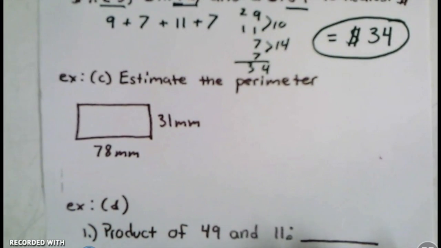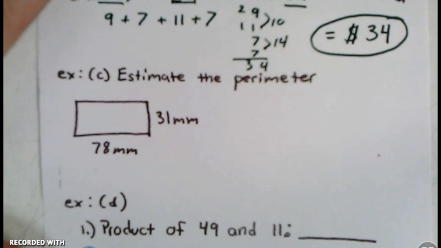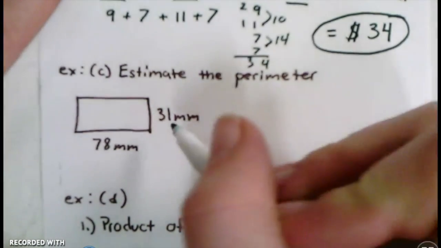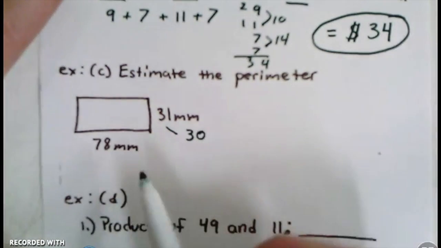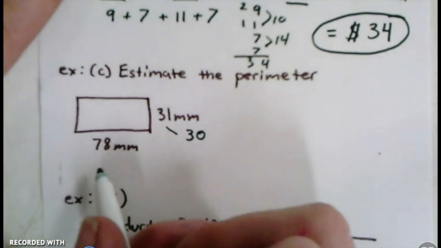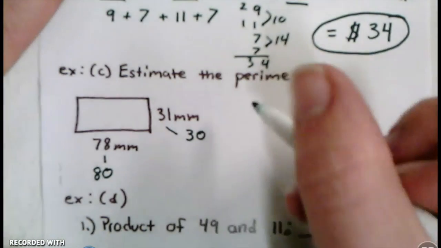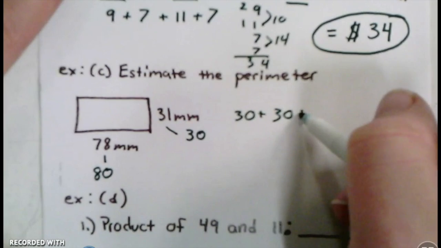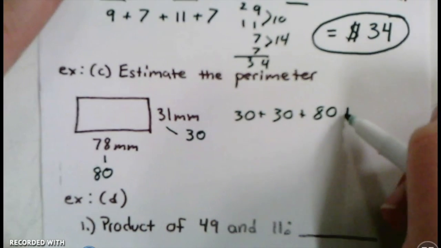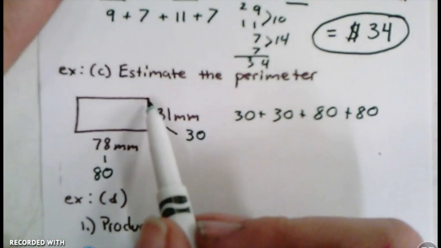Example C, estimate the perimeter of this rectangle. So we're going to round these to numbers that are easy to work with by going to the nearest 10. So 30 is going to become 30. 31 is going to become 30. 78 is going to become 80. So now I'm going to do 30 plus 30 plus 80 plus 80 because I'm finding the perimeter, which is the distance around.